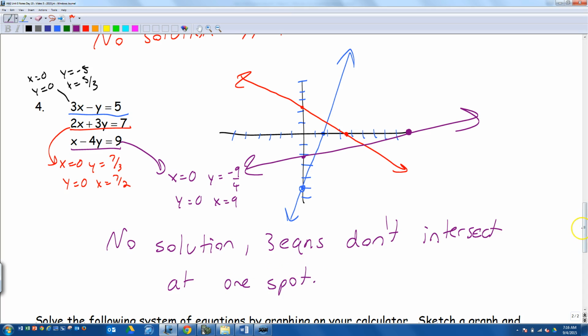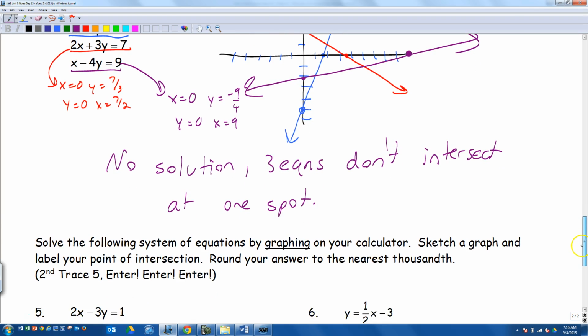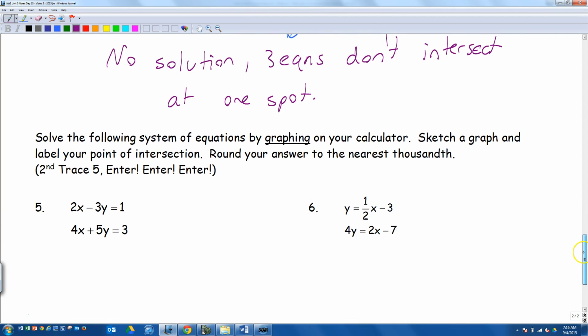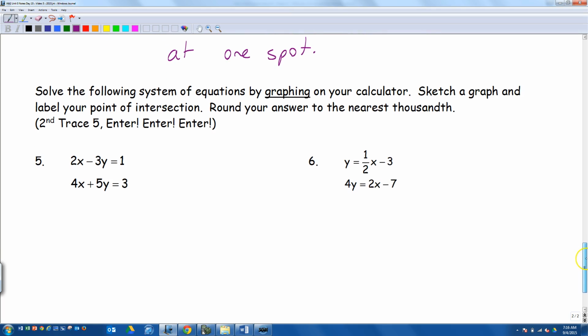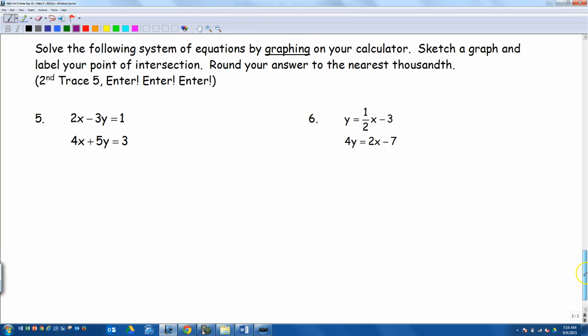Okay. Last thing we're going to do is solve by graphing with the calculator, because these are going to give us sometimes not nice answers. So, solve the following system by graphing on your calculator. Sketch a graph, label your point of intersection. Well, in order to sketch a graph, you need to solve for y.